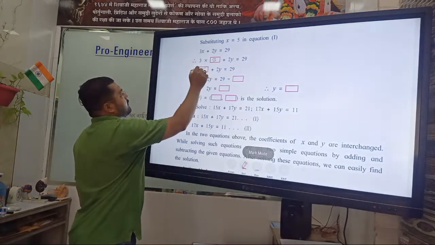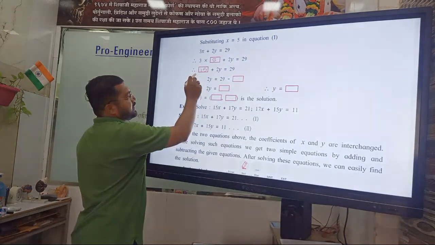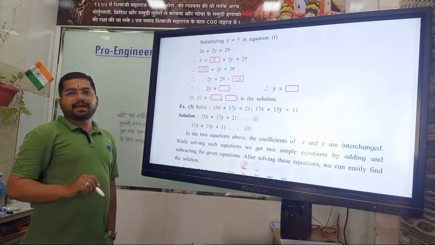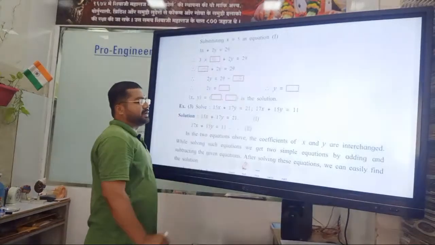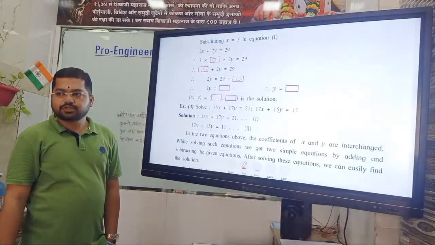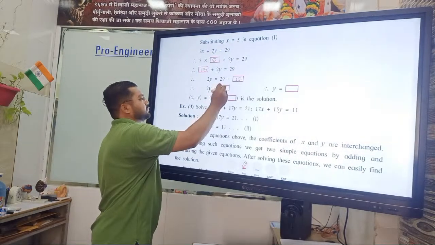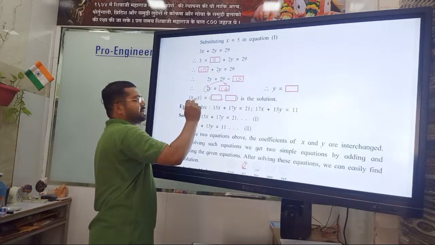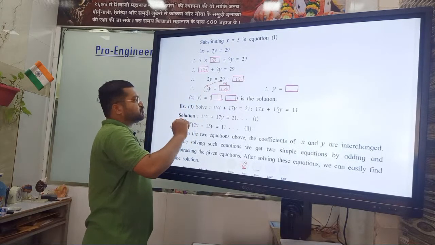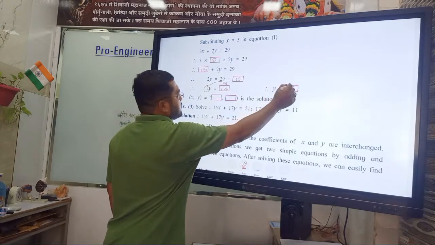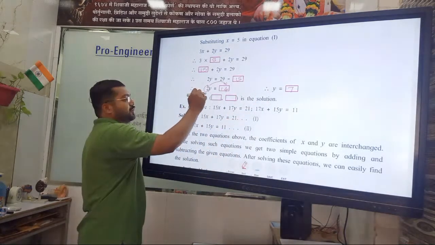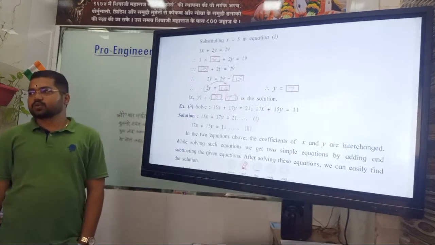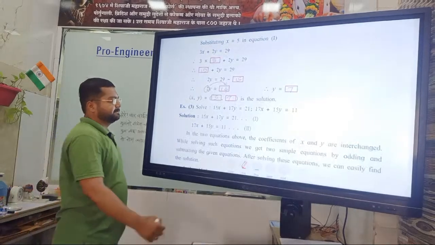Three 5s are 15. Now this 15 will go on the right hand side. Here it is plus, that became minus. So 29 minus 15 is 14. Sure? Yes, sir. So this 2 is multiplied over here, this will go on this side. So 14 divided by 2, so the answer must be 7. So we have first answer 5 and second is 7. This is the solution. Fine. Yes, sir.